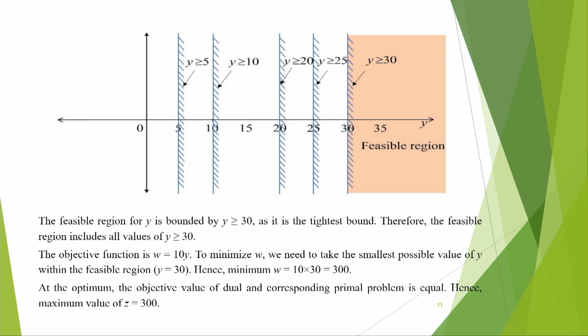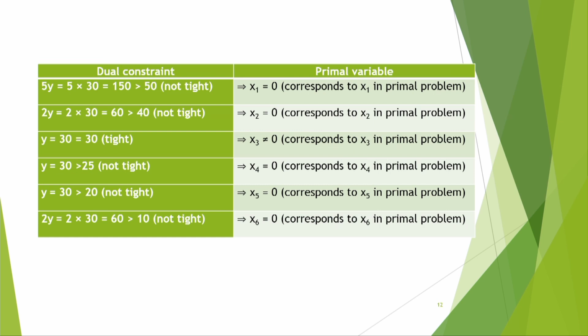So at the optimum, the objective value of the dual and the corresponding primal problem is equal. Hence the maximum value of z is equal to 300. Okay, so you got the maximum value of z is equal to 300. Now let us see the dual constraints. Pay attention to the dual constraints.